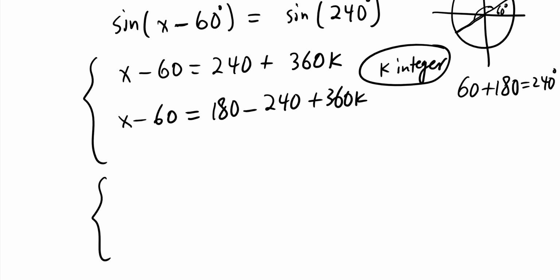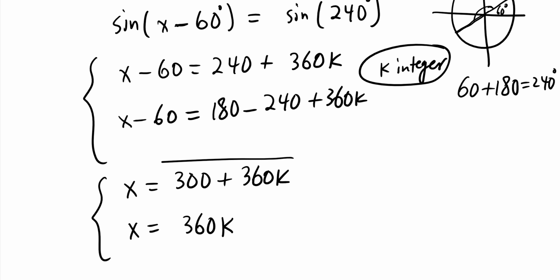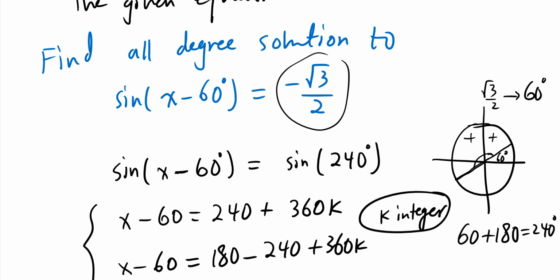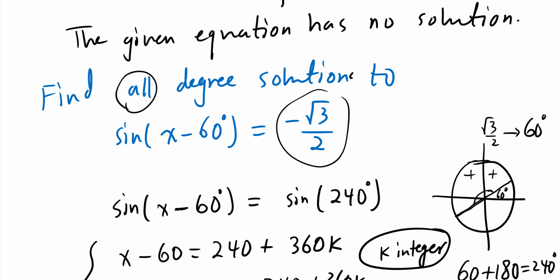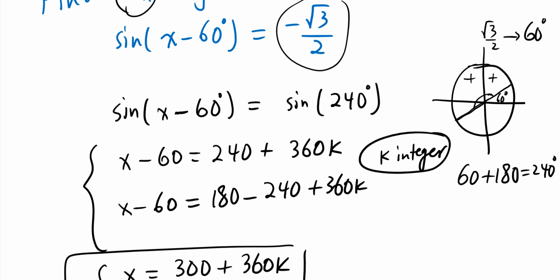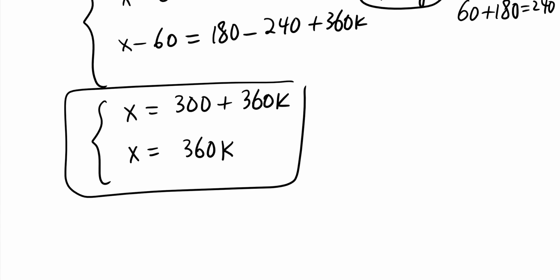So what I can do in the first one, add 60 to both sides. That gives us 300 plus 360k. Add 60 to both sides in the second one. Well, that will give me 240 minus 240, that will cancel out. And that's what it gives us. These are all the solutions. That's what it says, find all degree solutions to this equation. So these two equations will generate all the solutions for us.